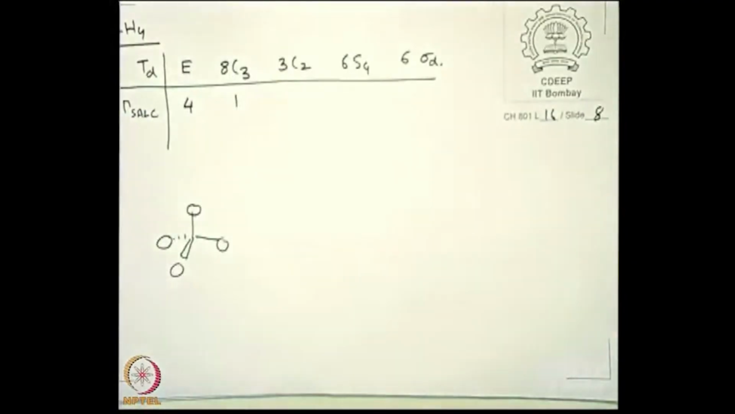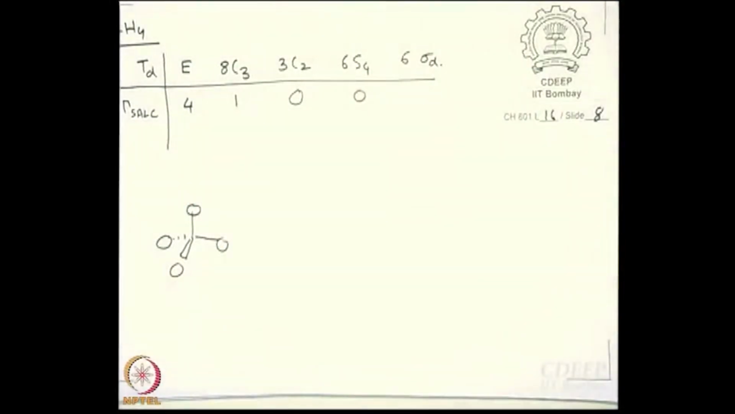What about C2? C2 has to be 0, right? Because this interchange is going to take place in pairs, no matter which C2 you use, 0. What about S4? Of course 0.